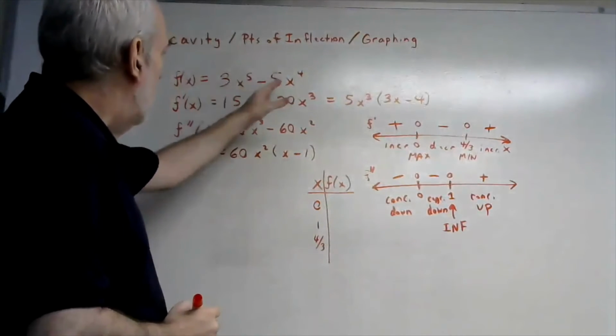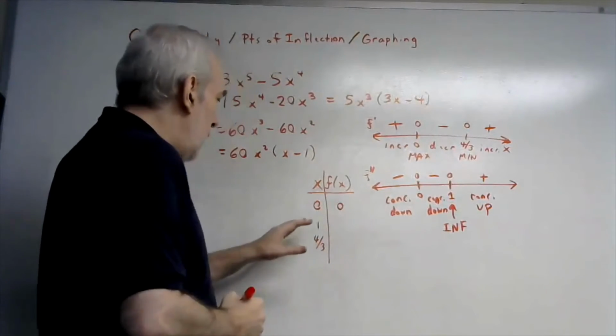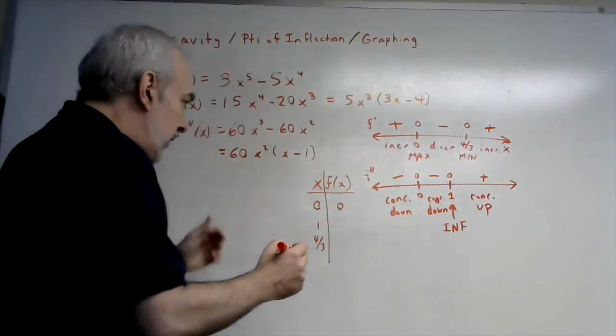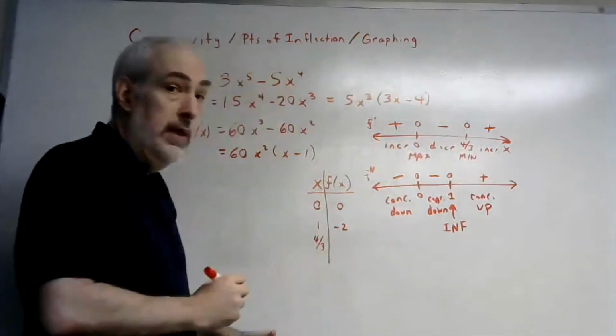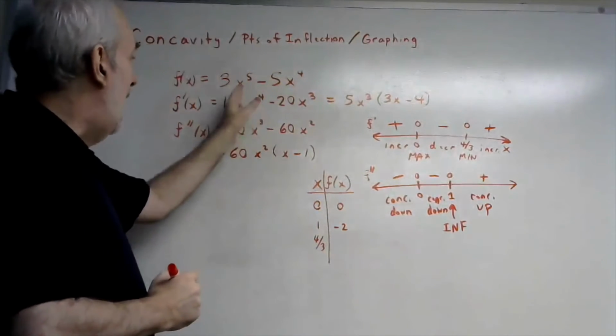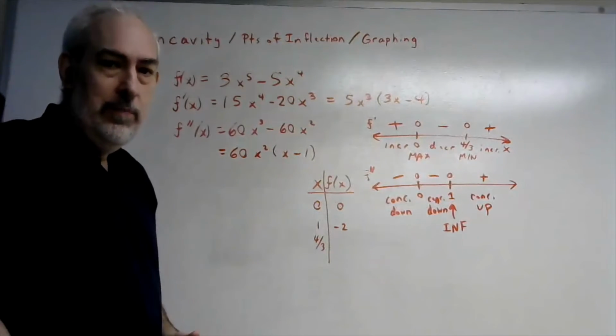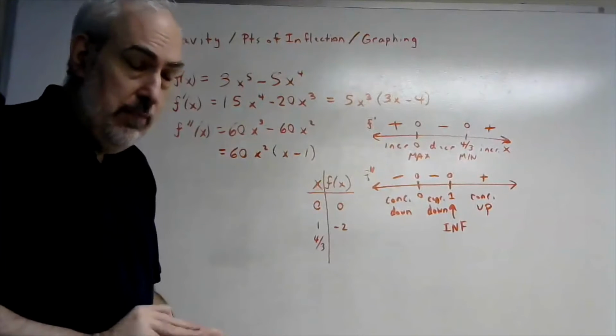If we plug in 0 into our equation, we clearly get 0. If we plug 1 into our equation, we clearly get 3 minus 5, which is -2. Those were the 2 easy ones. Now, if I plug in 4/3, I'm going to get a huge mess. So I think I'm going to cheat and pull out my calculator.